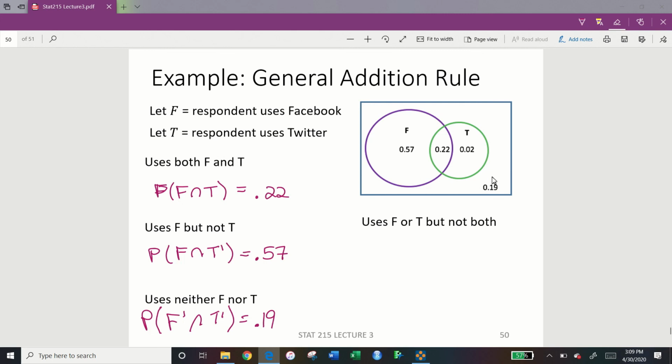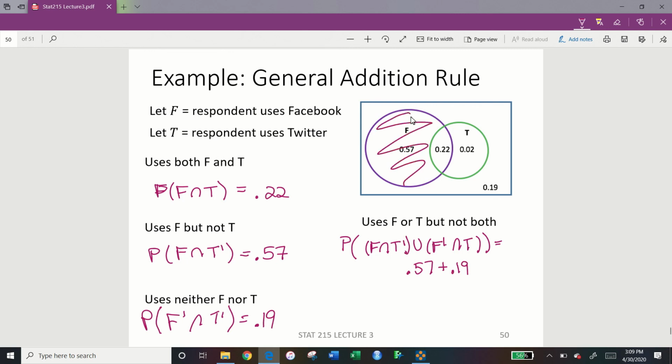So in this case, there's two ways to calculate this. One, we could find the probability of people who use Facebook and not Twitter with the union of people who don't use Facebook but do use Twitter, and that would give us 0.57 plus 0.19. Again, because we want the people who use Facebook but not Twitter, and the people who use Twitter but not Facebook.